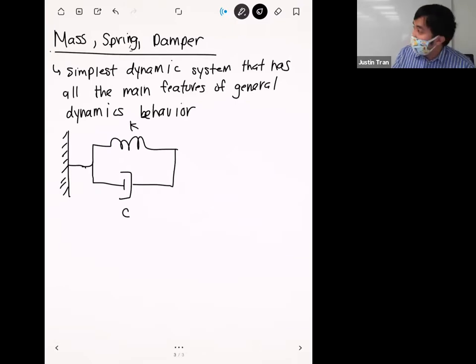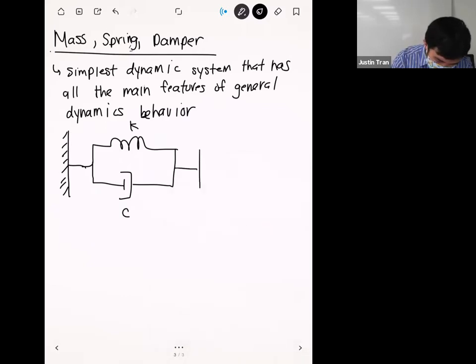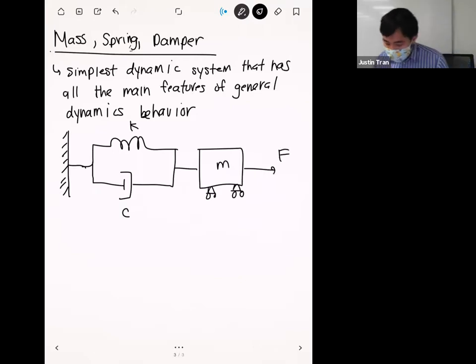On the other side, you have a damper, and that has a damping constant called C. And those two act in parallel. That's why I drew them like that. And on the right here, you have a mass M, and it's being pulled by a force F.